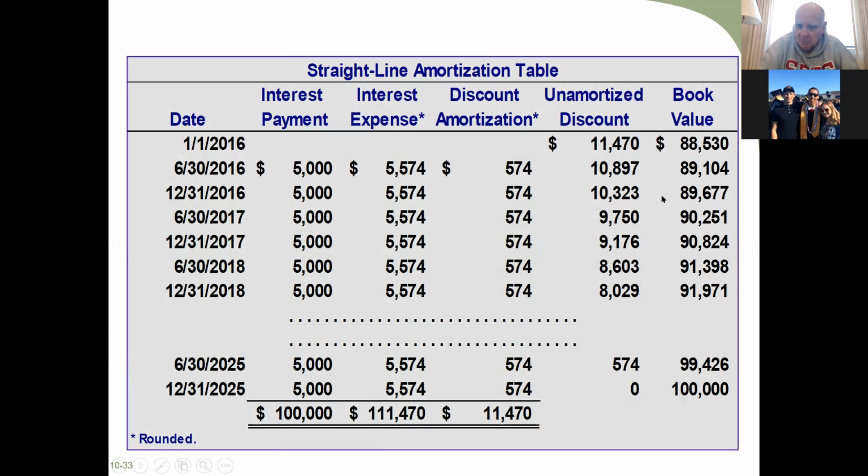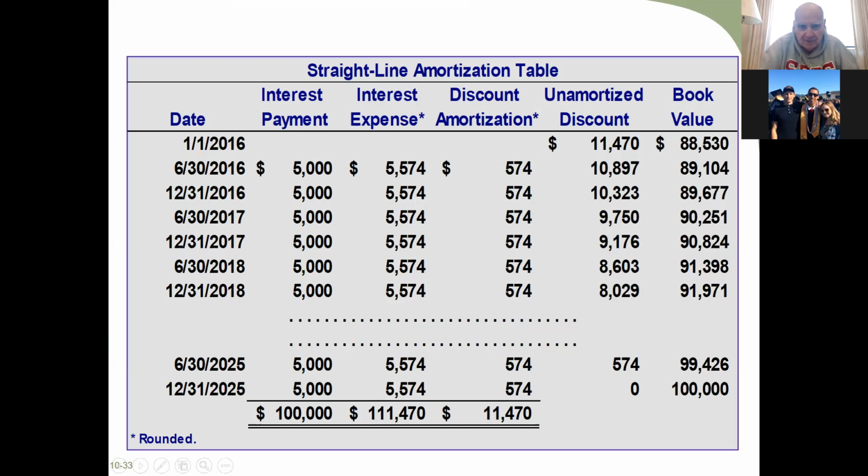If this was a callable bond, remember we said you have the right to cancel the bond. If they canceled it after, say, year 3, they would only have to pay 92.51. The present value. Okay.